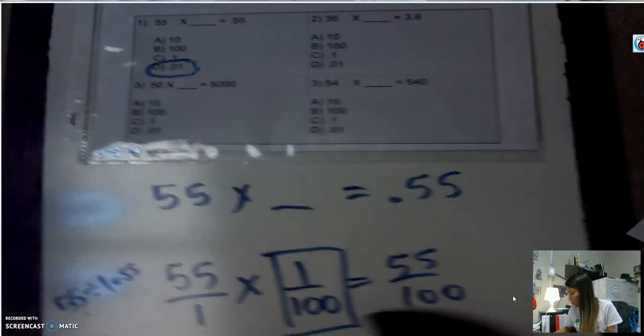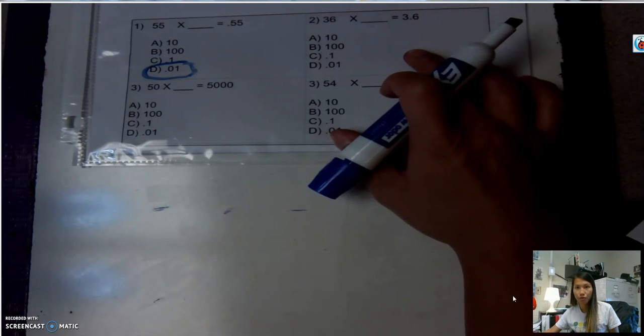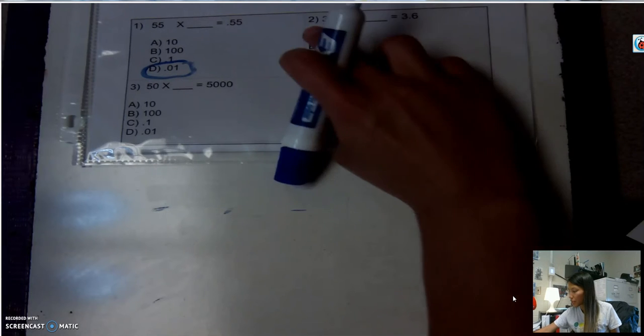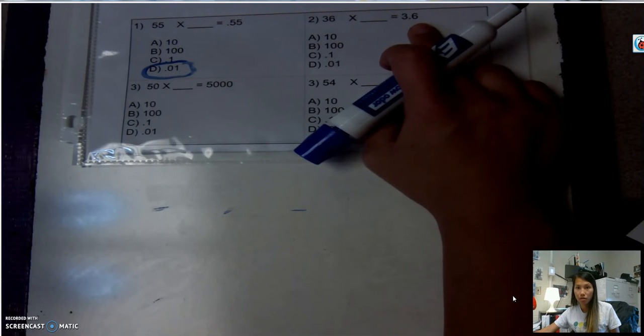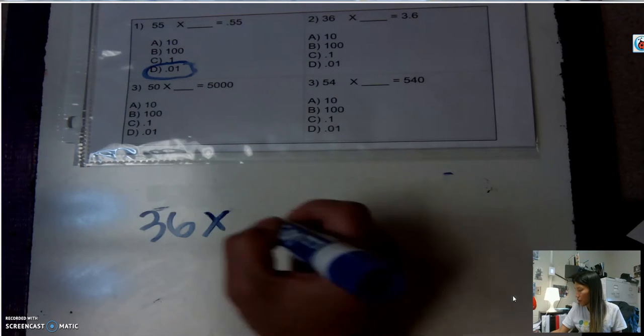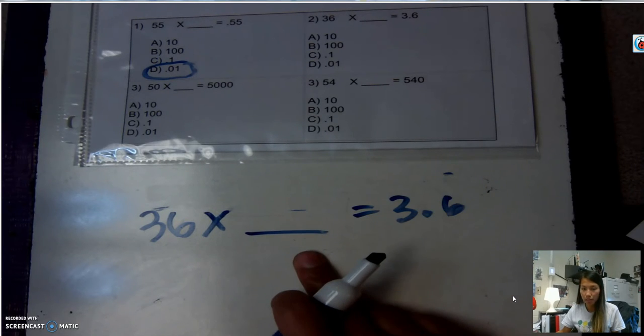For number 2, I have 36 multiplied by a number gives you 3 and 6/10. Well, what's happening to your value? It got 10 times smaller. It went from 36 to 3 and 6/10. And I would write that as 36 times a number will give you 3 and 6/10. And we're trying to figure out what that number is.